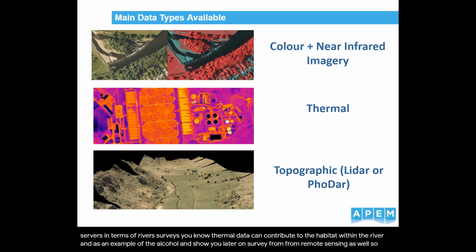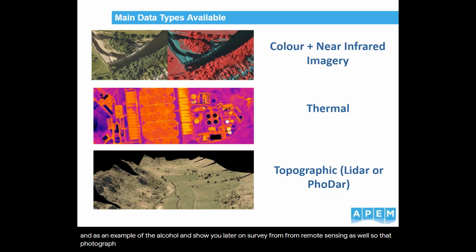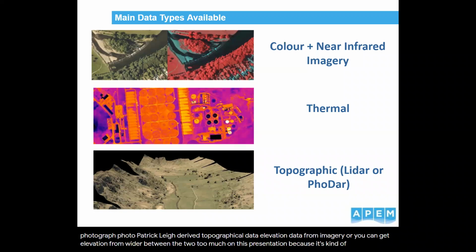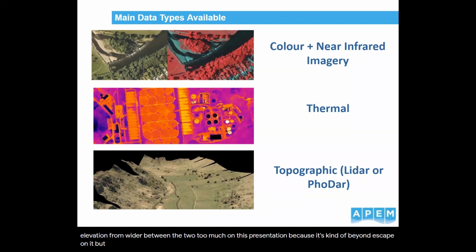FODAR is photogrammetrically derived topographical data. That was a mouthful. But essentially elevation data from imagery, or you can get elevation from LiDAR. And I'm not going to go into the differences between the two too much in this presentation because it's beyond the scope of it. But needless to say, you can get topographic data through aerial survey, which is going to be useful for things like bank heights, for looking at drops across weirs in terms of fish migration.